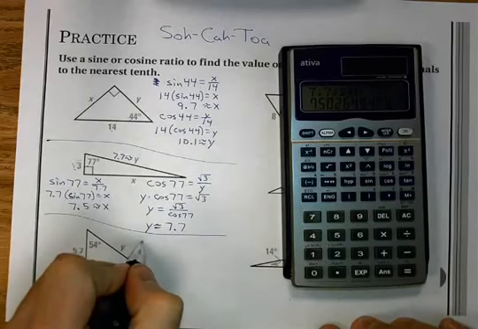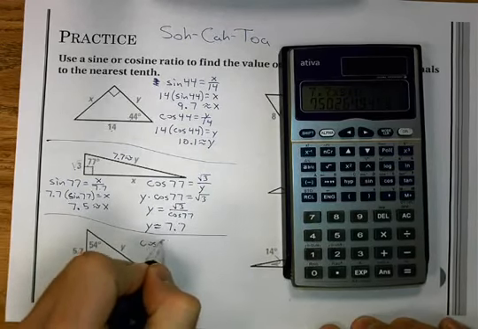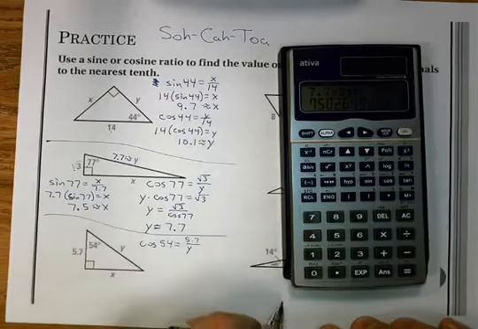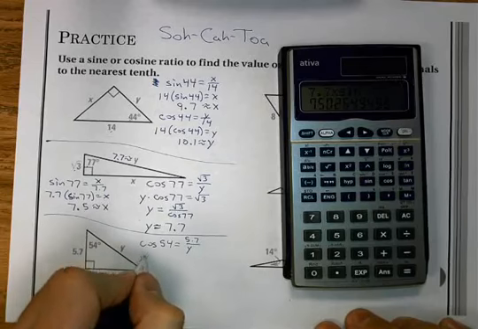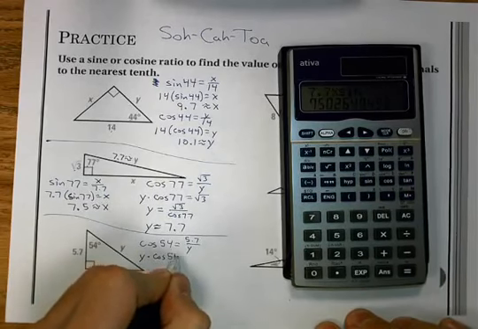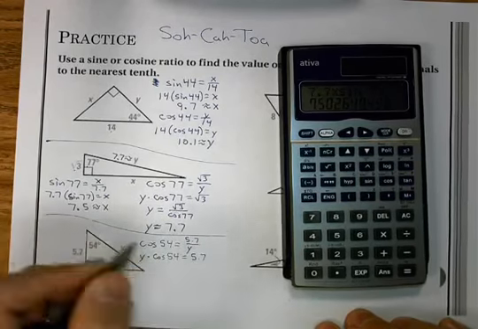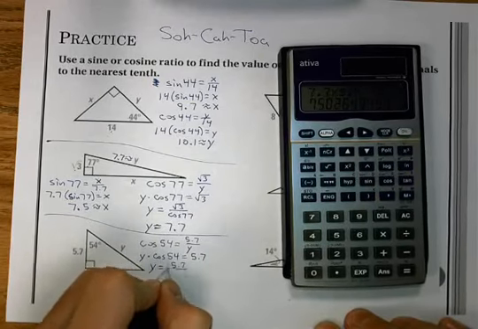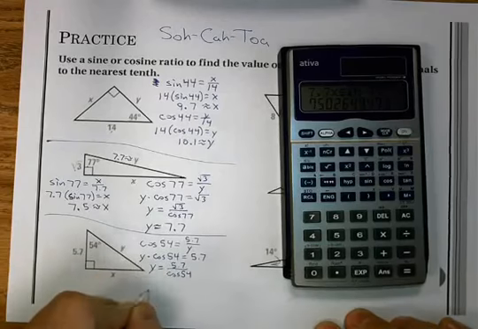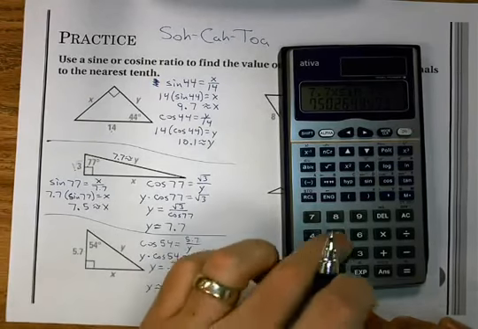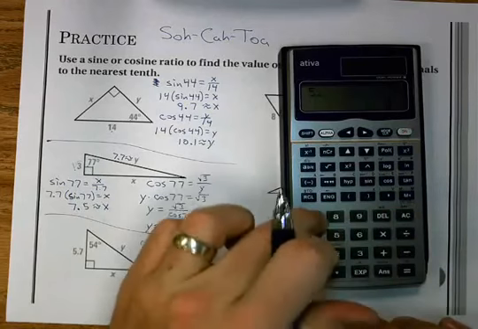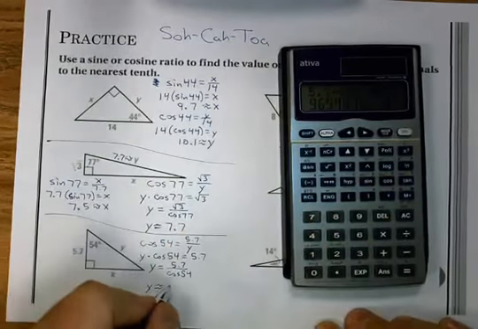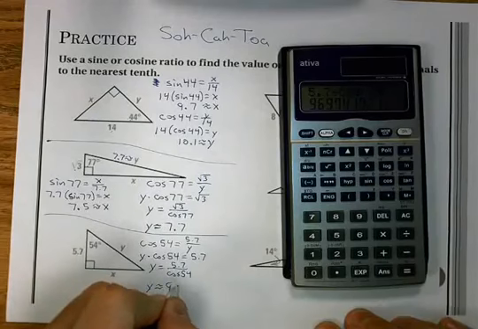That's going to be cosine of 54 equals 5.7 over y. Move the y over, it's y times cosine of 54 equals 5.7. Divide by cosine 54, I get 5.7 over cosine 54. Get our value here, 5.7 divided by cosine of 54 comes out to be about 9.7.